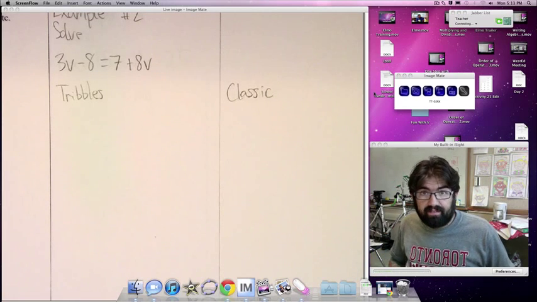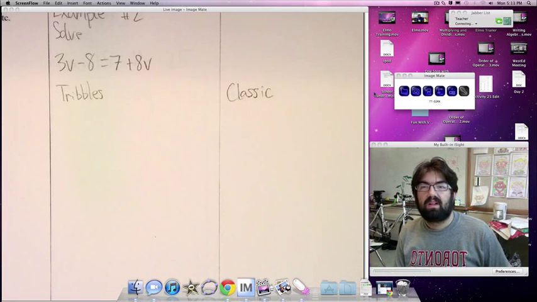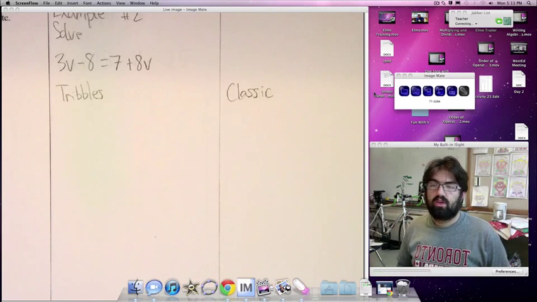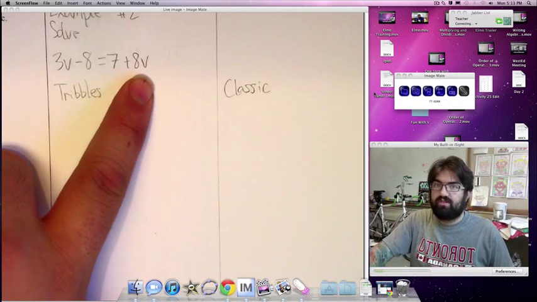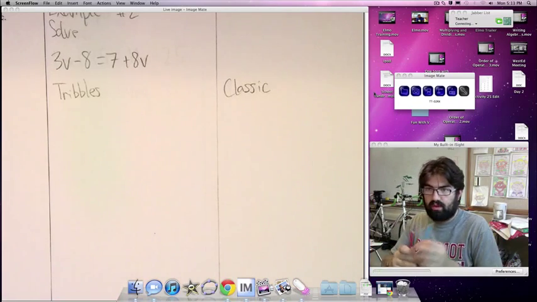3v minus 8 is equal to 7 plus 8v. First question is, what are we solving for? Only variable there is v. So we're going to do triples first.